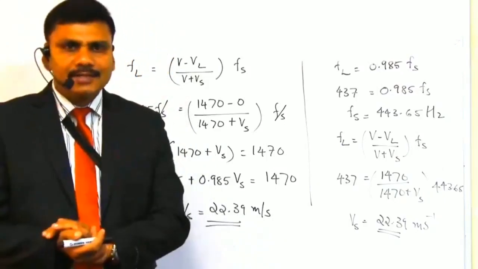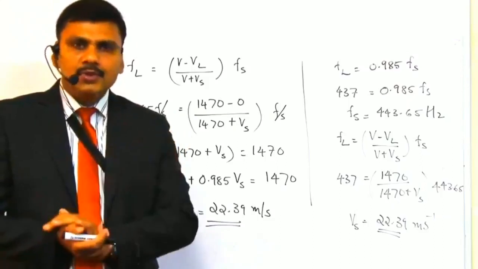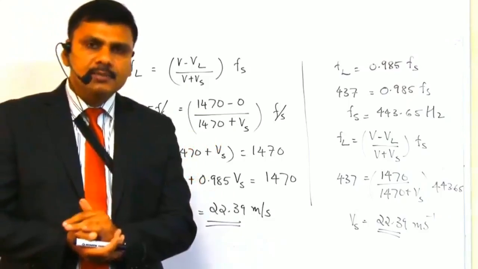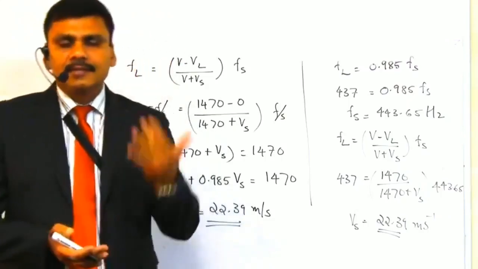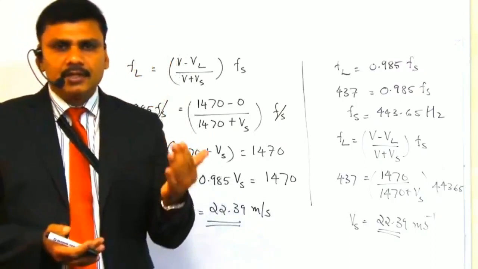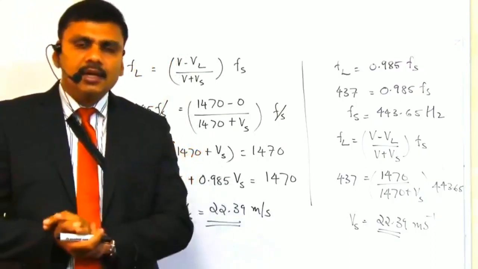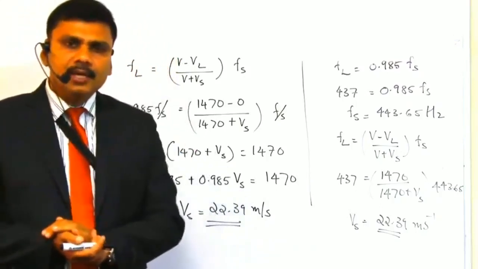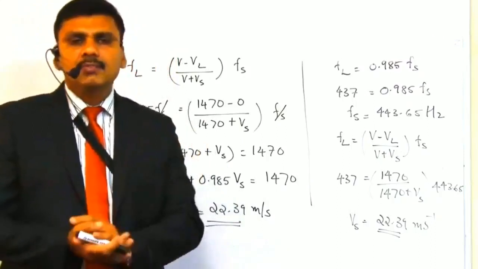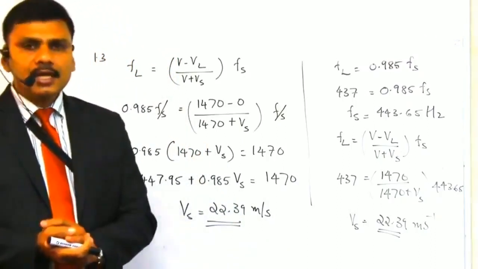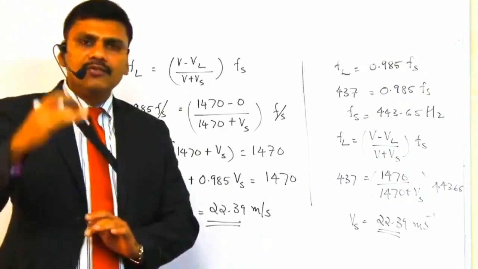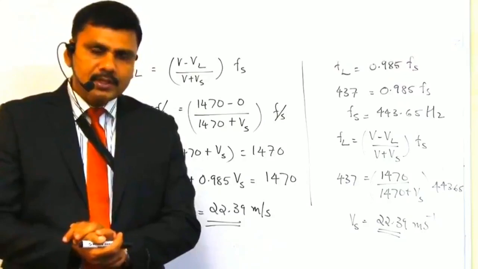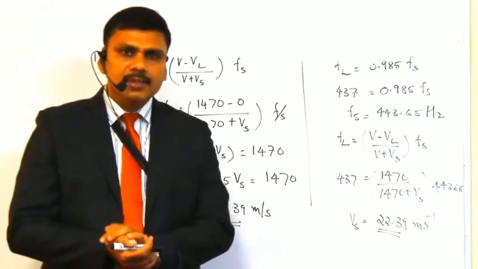Here the observer is the submarine and the source is the ship. The frequency detected by the submarine is 0.985 times the actual frequency of the ship, so it is less than the actual frequency produced by the ship. That shows the ship is moving away from the submarine. That is the second question. In the third question, they are asking us to calculate the speed of the ship.